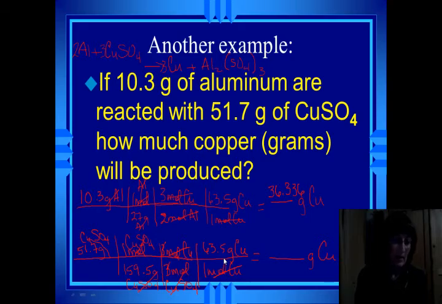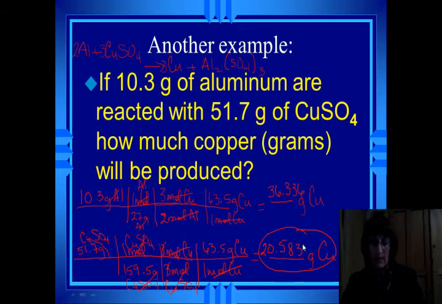So pop it into your calculator. 51.7 times 63.5 divided by 159.5, and we've got 20.583 grams of copper. Which one is the least amount? Right here. Yes? Okay, so how much copper will be produced? 20.583 grams. Which substance is the limiting reagent? It's the copper sulfate that we're going to run out of first.